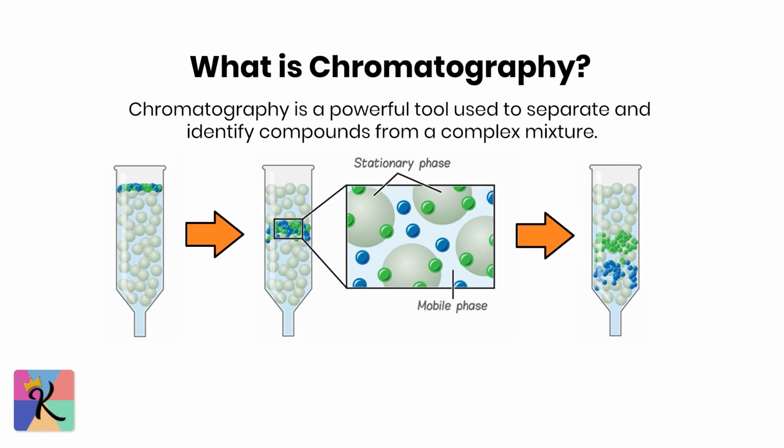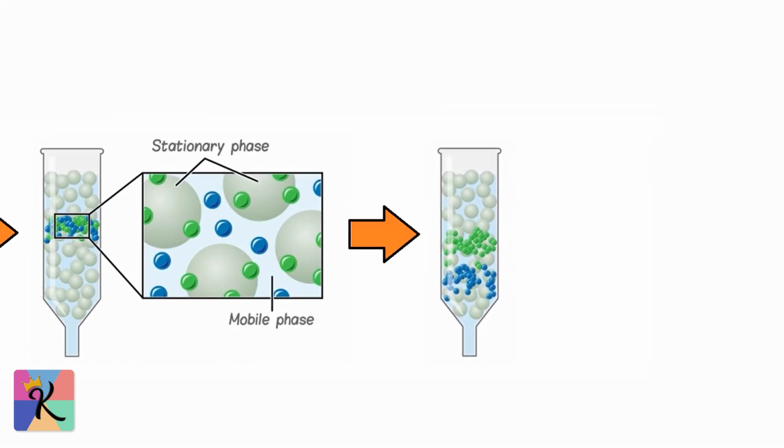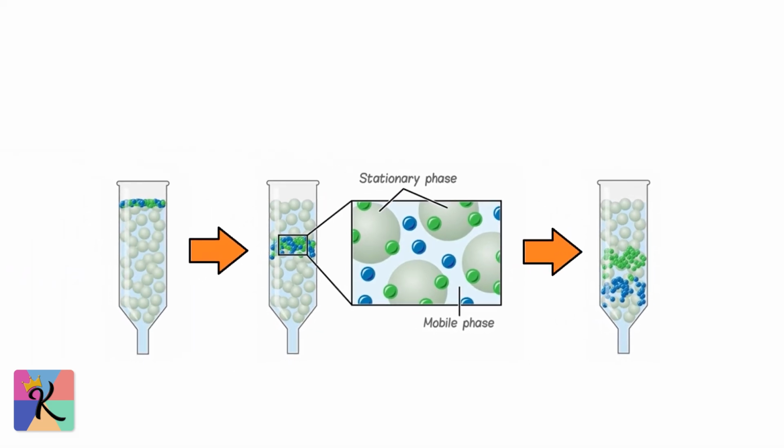The underlying principle is pretty straightforward. Different compounds in a mixture will interact with a stationary phase and a mobile phase in distinct ways, causing them to move through the stationary phase at different speeds. This difference in movement is what allows us to separate and analyze the individual components.